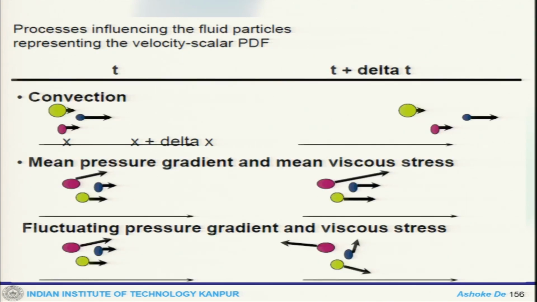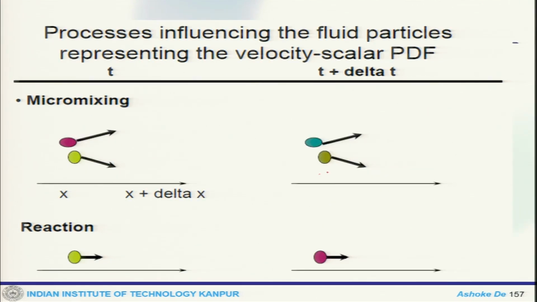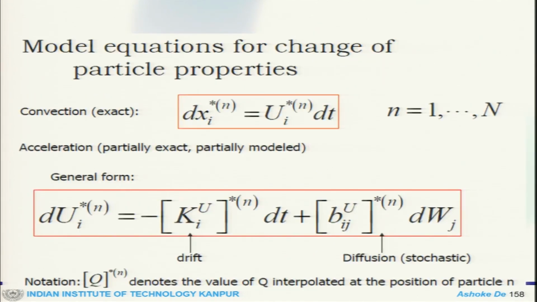Now, we will quickly look at how the particles actually react to different kinds of phenomena. There will be convection, so the particle will move and change its position with time. There is the mean pressure gradient and mean viscous stresses, so they will be exposed to different stress components. There is also a fluctuating pressure gradient and viscous stress, which will allow the particle to show different kinds of behavior. Then, obviously, there will be mixing and then reaction.